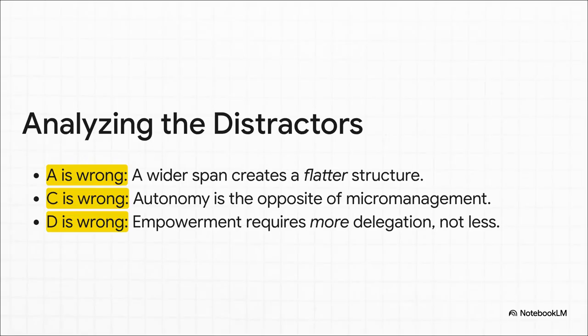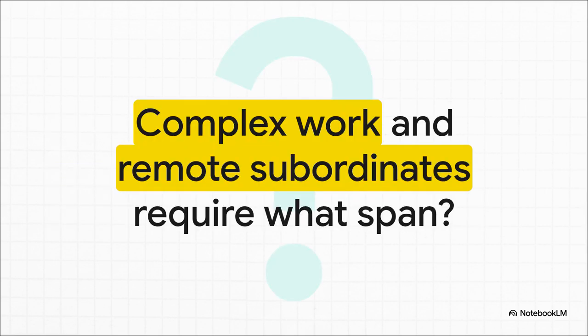Now, understanding why the other answers are wrong is crucial for MCQs. A wider span creates a flatter structure, so A is out. Giving autonomy is the exact opposite of micromanagement, so C is wrong. And empowerment means more delegation, not less, so D is also incorrect. Okay, on to the next one. This time, notice you have 2 factors to consider. The work is complex, and the employees are physically distant from each other. What does that combination point to?